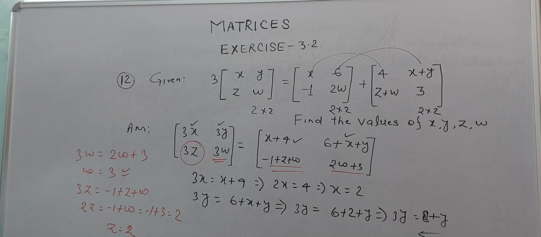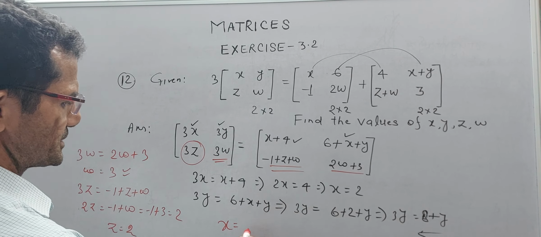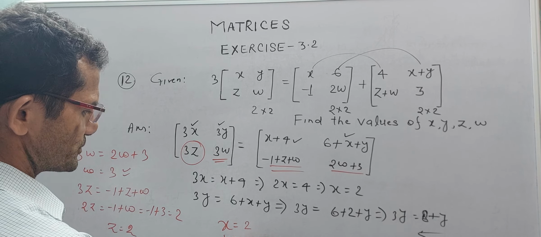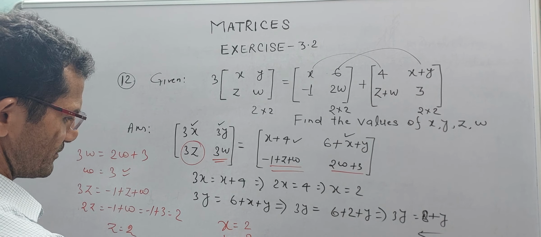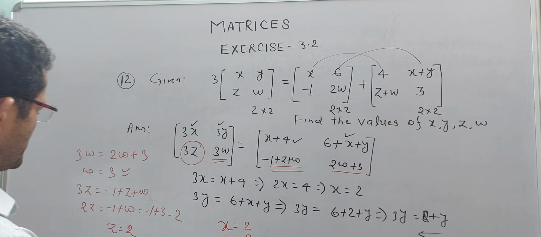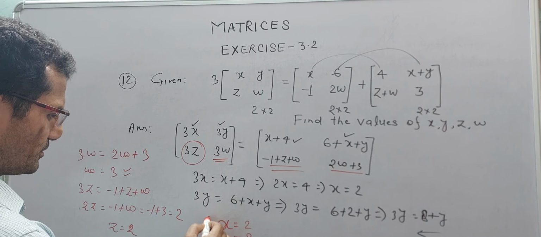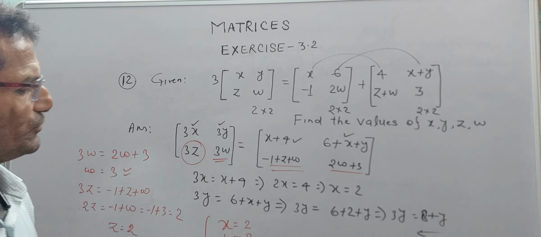Now these are all the values we have calculated. The final answer becomes: x is equal to 2, y is equal to 8, z is equal to 2, and w has the value 3. These are the values. It is our final answer.